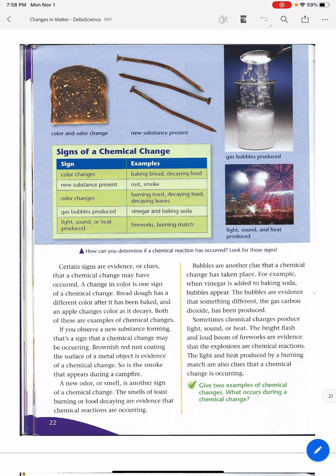Signs of a chemical change: color and odor change, new substance present, gas bubbles produced, light, sound, and heat produced. Sign: color changes. Examples: baking bread, decaying food. New substance present: rust, smoke. Odor changes: burning toast, decaying food, decaying leaves. Gas bubbles produced: vinegar and baking soda. Light, sound, or heat produced: fireworks, burning match.